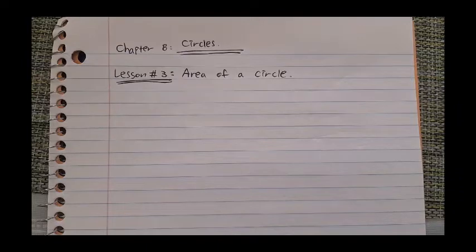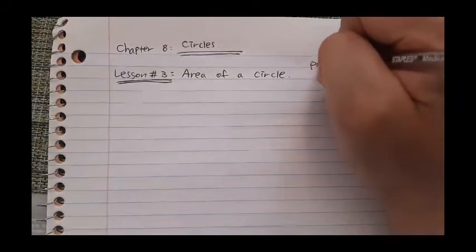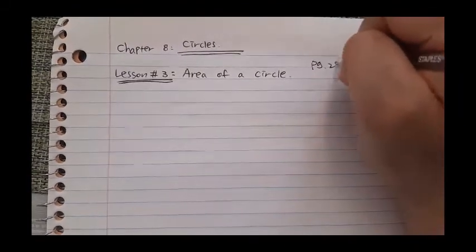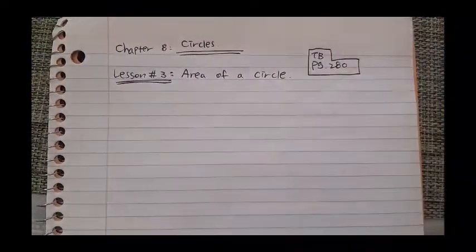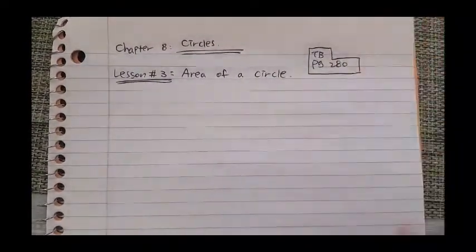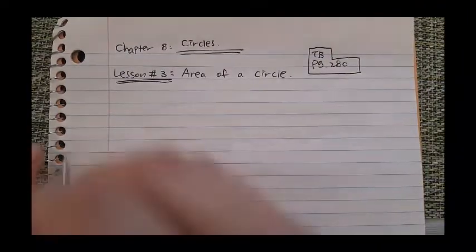Today's lesson involves area, which is the space occupied by a circle. You can find the details in the textbook on page 280. First things first, area.